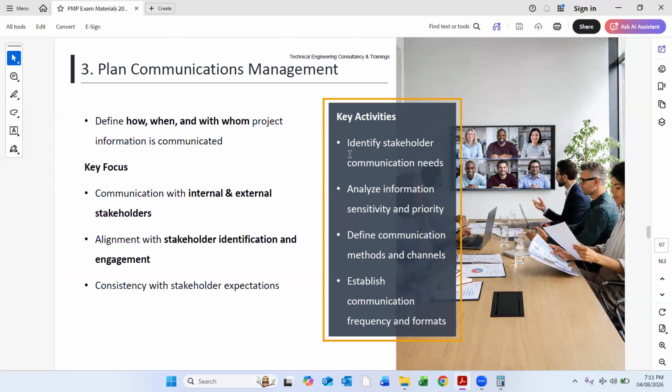Plan communications. So how do we do the communications? We should identify the stakeholders and their needs for the communication. We analyze the information, and we prioritize our stakeholders. As I said, we should prioritize our stakeholders, and we should have proper channels for how we are communicating, by email. We have meetings, so how we are minuting our meetings, and we establish communication frequency and formats as well. So we should know how we are properly communicating with our stakeholders, as a communication management plan.